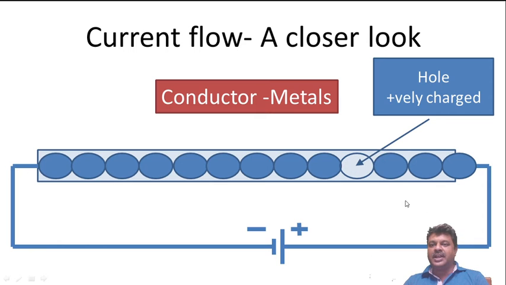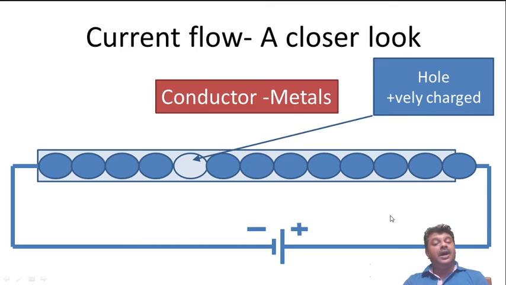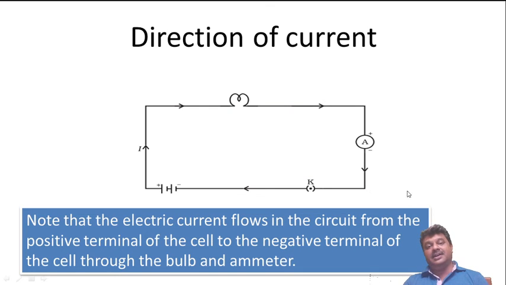The next electron will try to occupy that position. Because of that, the positively charged hole starts moving towards the left, isn't it? So this positively charged hole movement direction is considered as the direction of the current earlier.